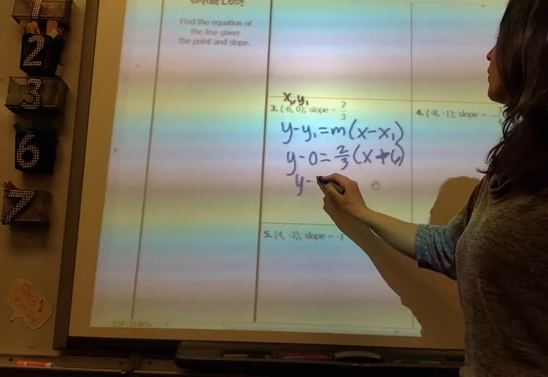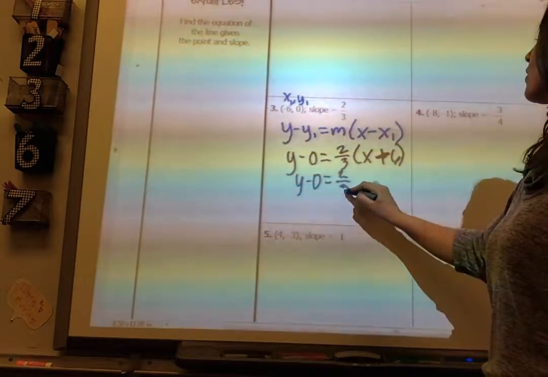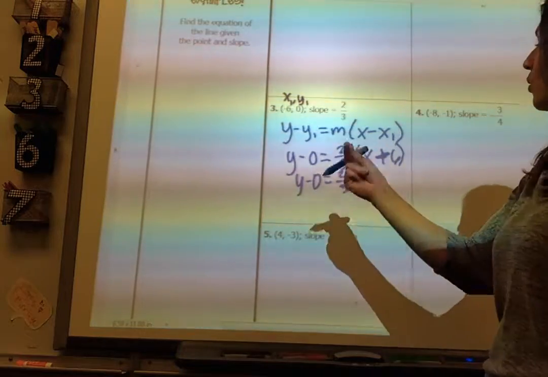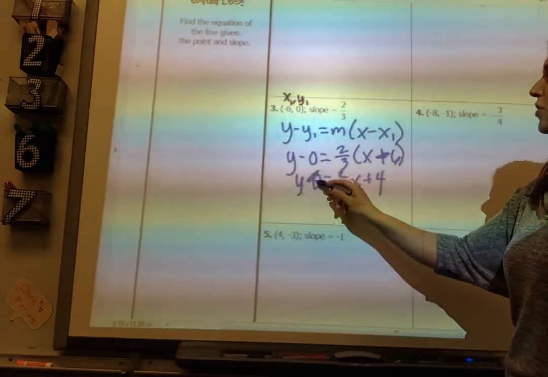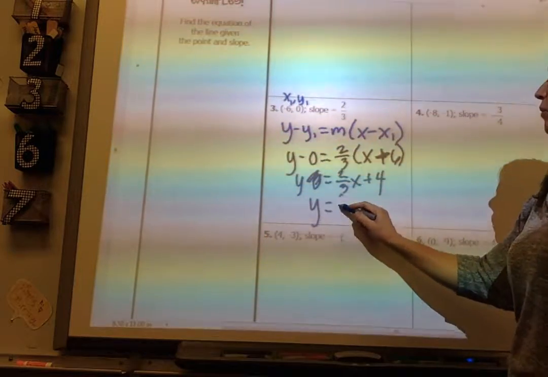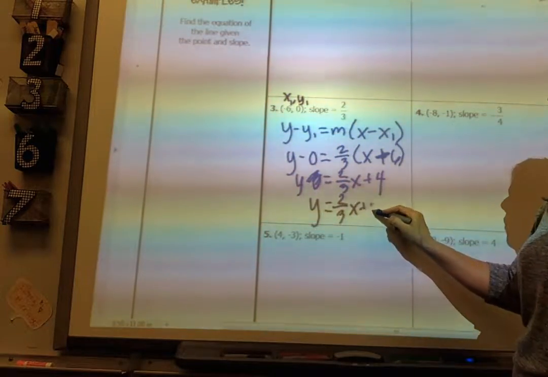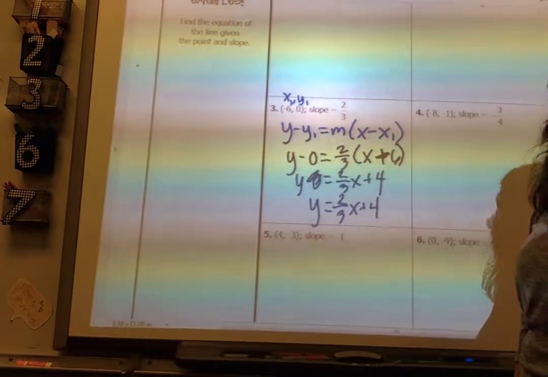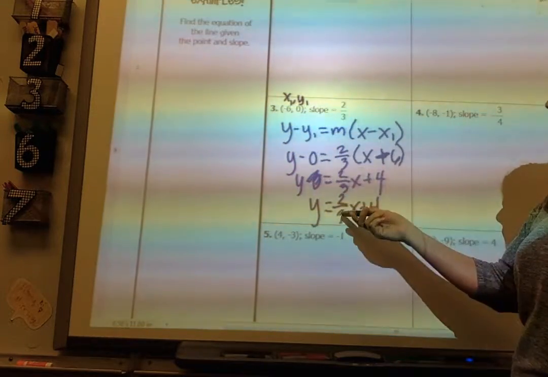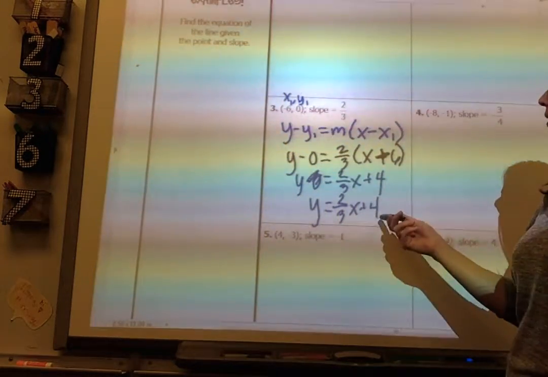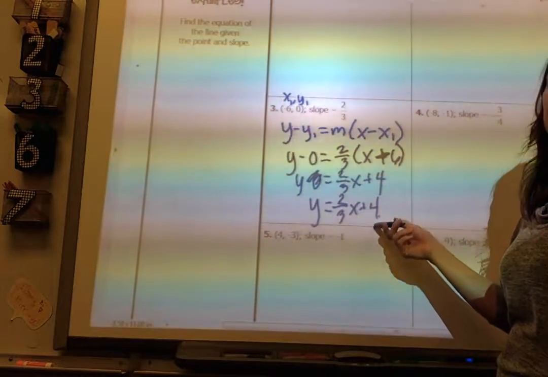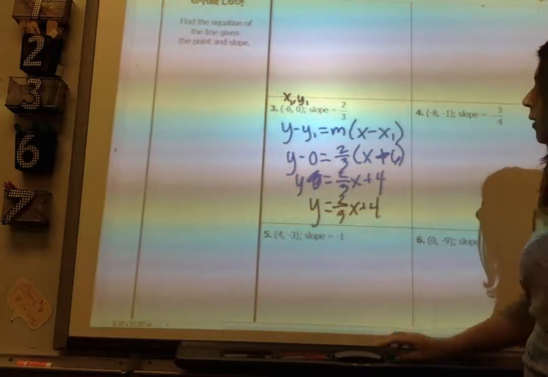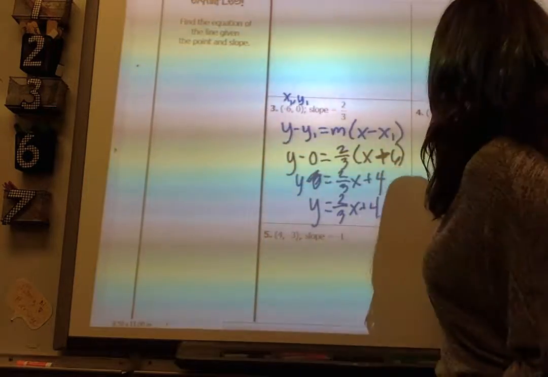And now I distribute out my 2/3 x, and 2/3 times 6, quickly off the top of your head, is positive 4. This 0 value, it just goes away. So it's y equals 2/3 x plus 4. Okay? And then, of course, I know my slope is 2/3. That's what's given to me. And my beginning point, my y-intercept, is positive 4. All right? We're going to do one last one together.